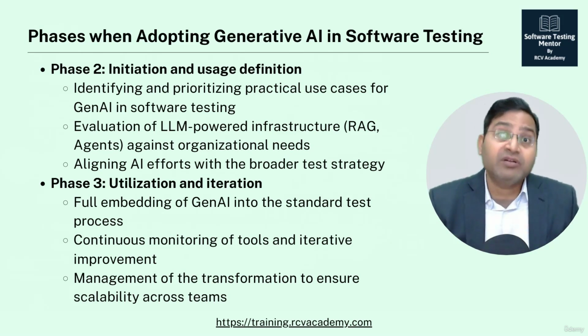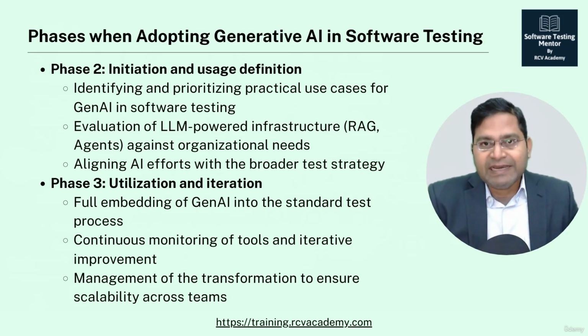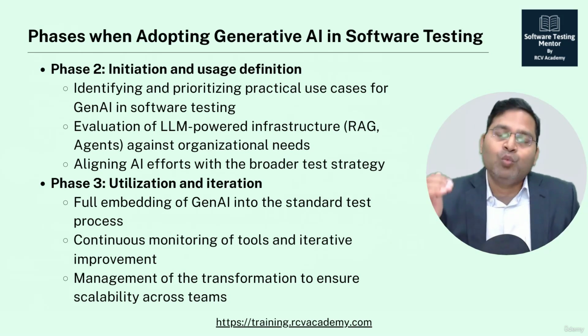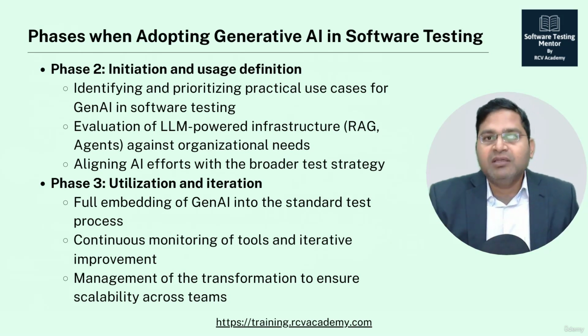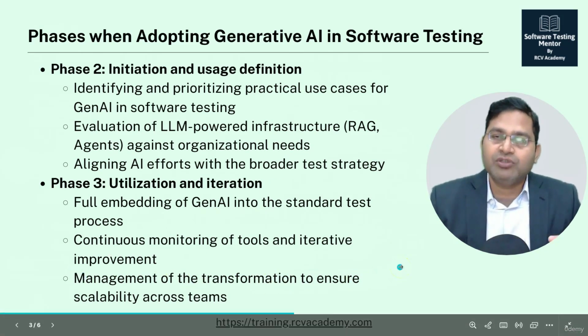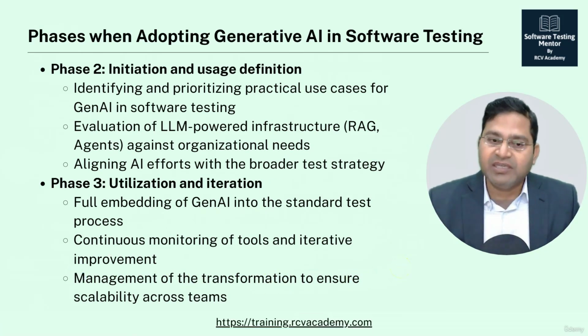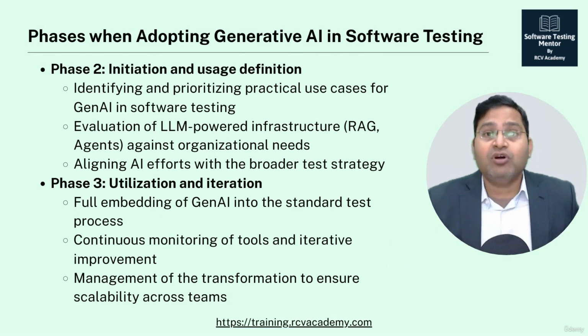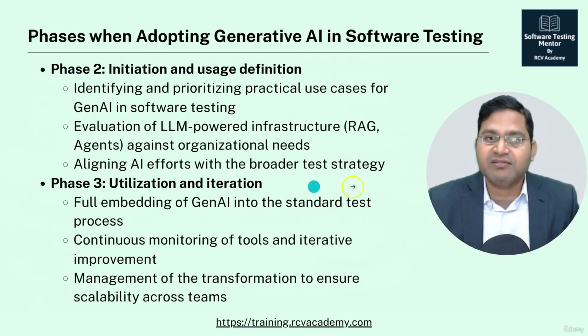Then continuous monitoring of the tools and iterative improvement. So monitoring and also improving over a period of time. It's not like once the implementation of the tool is done, there is no scope for improvement. Iterative improvement is part of phase 3, which is done in iterations. And then management of the transformation to ensure scalability across teams, whether it's scalable across teams or not. So that's phase 3 of adopting generative AI in software testing.